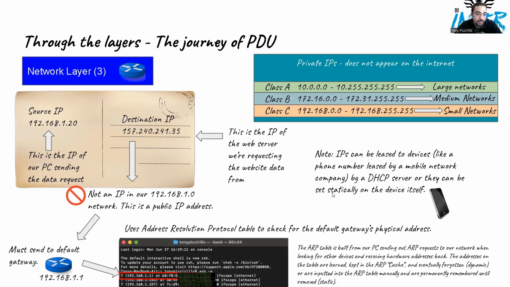So this ARP table is built using ARP requests that our laptop sends out to our network looking for other devices. Our laptop gets back the physical addresses and IP address of the device and keeps them in the ARP cache, which is eventually forgotten. These are known as dynamic ARP entries. If we want a permanent entry, we have to add a physical address and an IP address to the ARP table manually, which is also known as adding a static ARP entry.